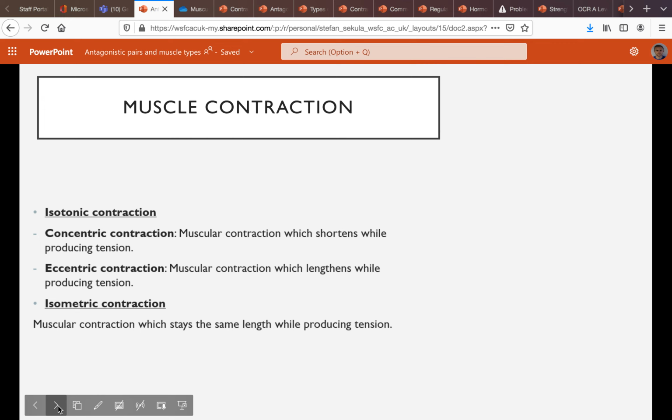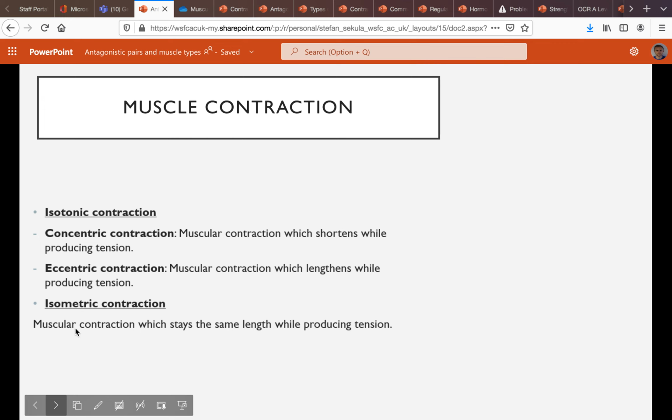Think of eccentric, think elastic, think of elastic band. When you stretch an elastic band, it lengthens. Eccentric lengthens under tension. Isometric contraction stays the same length under tension. Isometric, M stands for movement, however it's one with no movement.